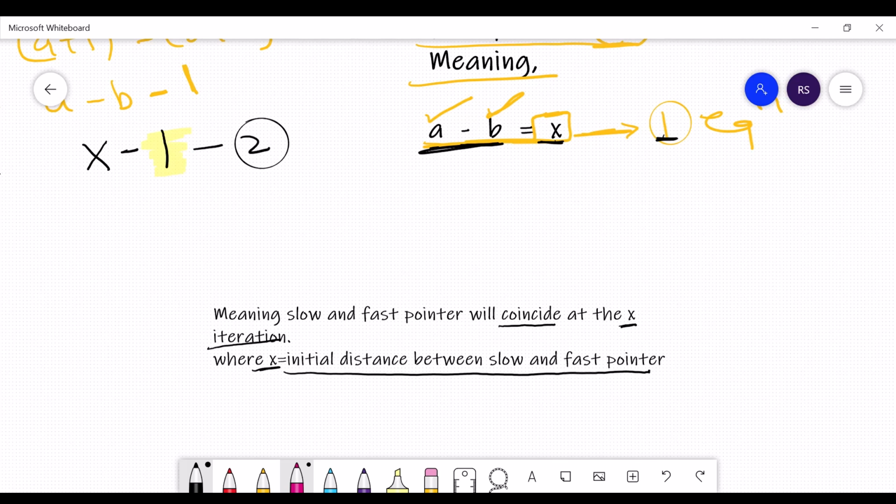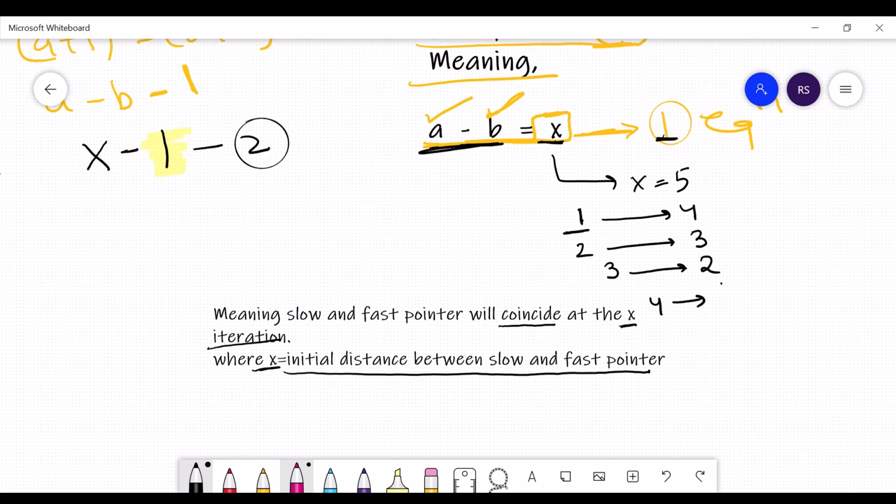So if initially x is equal to 5, in the first iteration the value is reduced to 4. In the second iteration, the value is reduced to 3. In the third iteration, the value is reduced to 2. In the fourth iteration, the value is reduced to 1. And finally, at the fifth iteration, which is the value of x over here, they will finally coincide. Slow will become equal to fast pointer.